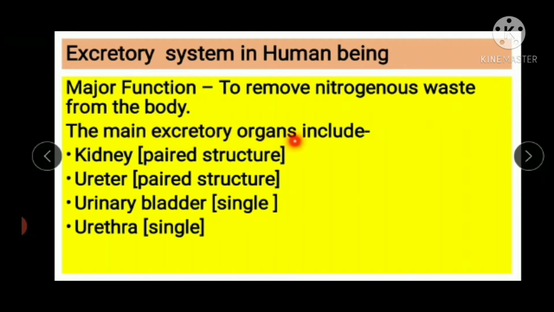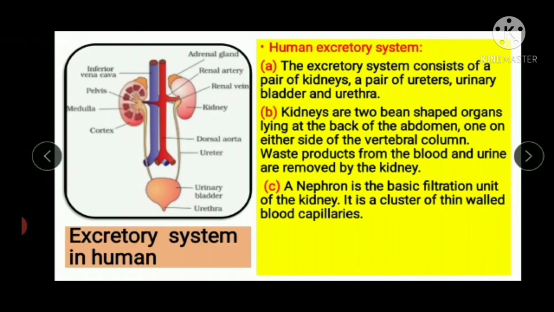The main excretory organs include the kidneys, which are paired structures, the ureter, which is also a paired structure, the urinary bladder, which is a single structure, and the urethra, which is also a single structure. Let us study the human excretory system in detail. This is the diagram of the excretory system in humans. This system includes a pair of kidneys, a pair of ureters, the urinary bladder and the urethra.